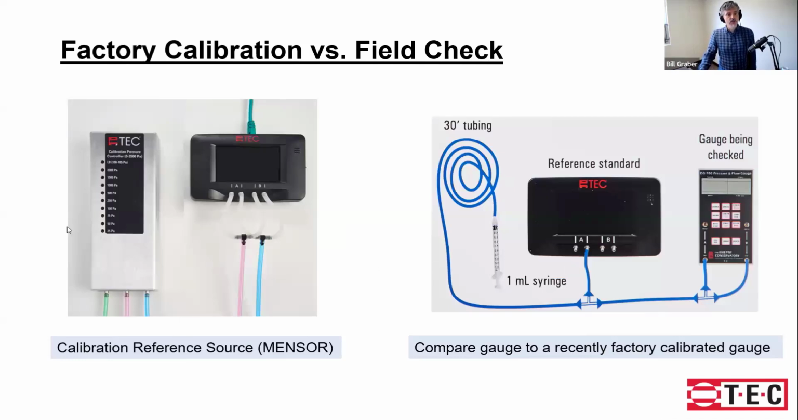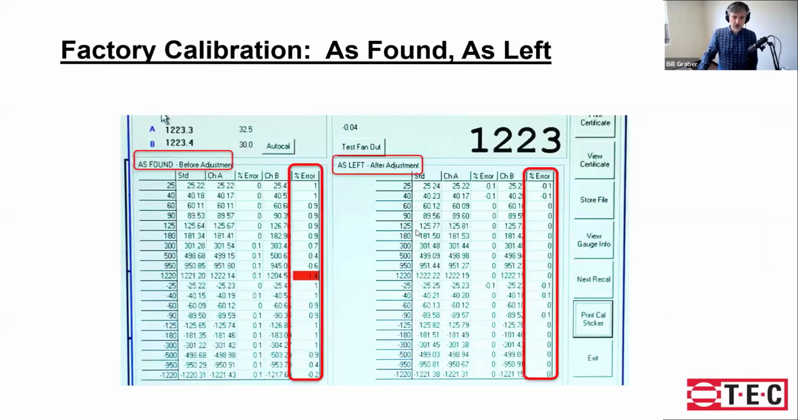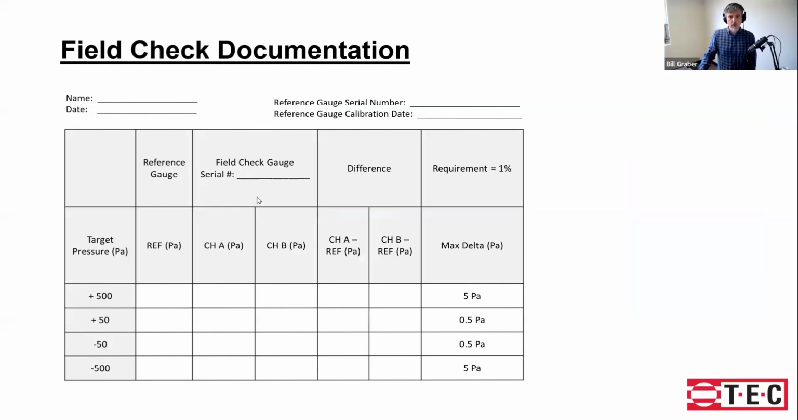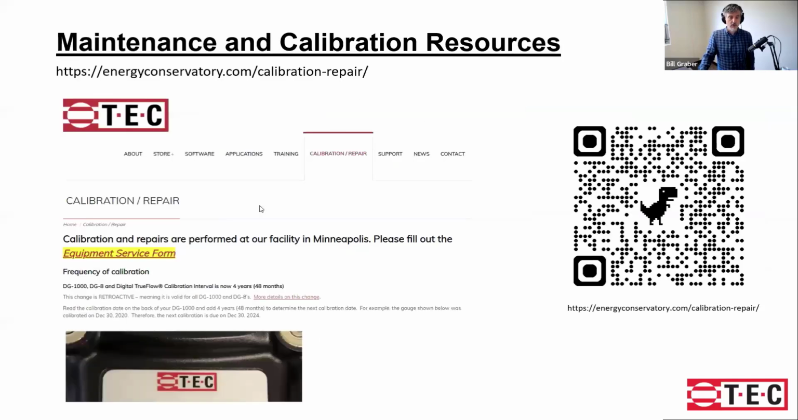When you send it back to us, we've got a Menzer reference source that we use. When you're doing it, you're comparing it to a recently calibrated gauge and pressurizing both to see that they read similar. This just shows you when we have as found and as left, we might find some errors and then we take them out. Whereas if you go to our website for a field check, you'll see that either you have your own forms or we have some forms and an Excel spreadsheet you could use that will just say, is it an acceptable amount of difference from your reference gauge?